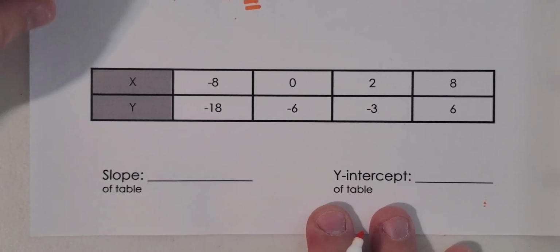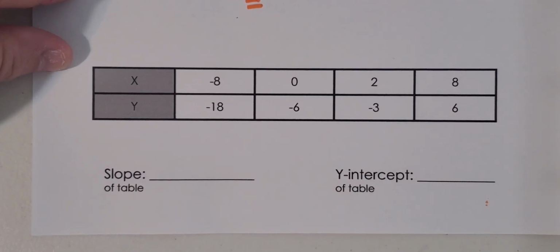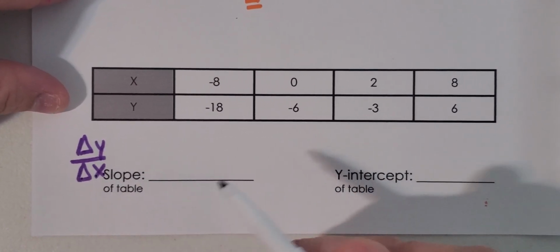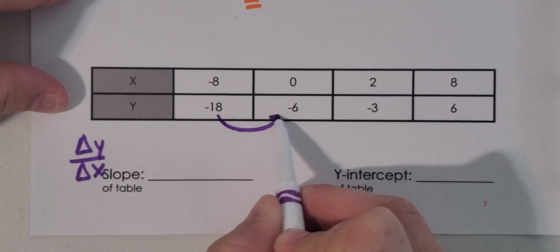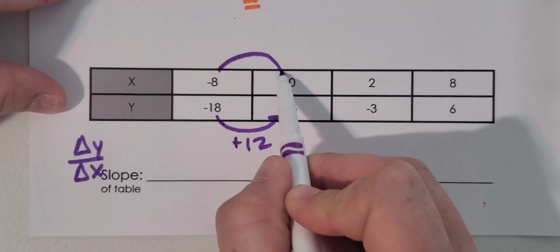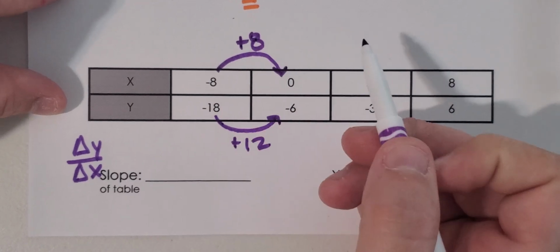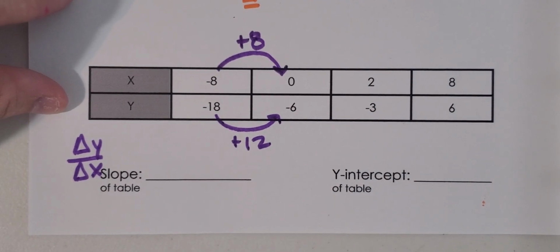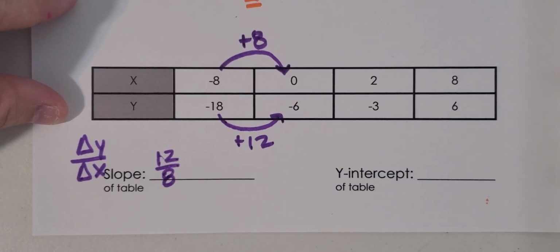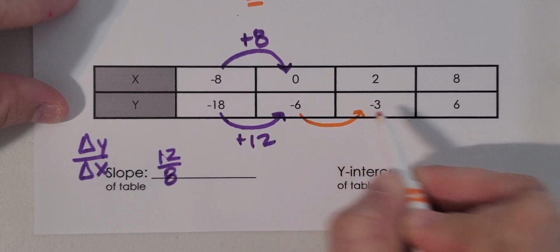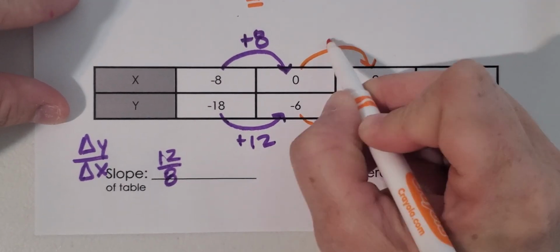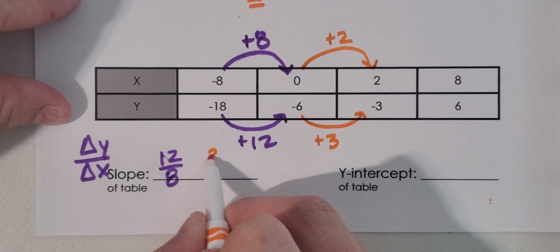And my last problem, again, is the same thing as my first one. I'm going to find the slope of my table. The slope of a table is always the change in y over the change in x. To go from -18 to -6, I'm adding 12. And from -8 to 0, I'm adding 8. That will be a ratio of 12/8. For my next ratio, I'm looking at -6 to -3. I'm adding 3 on that one. And then from 0 to 2, I'm adding 2. So that would be 3/2.